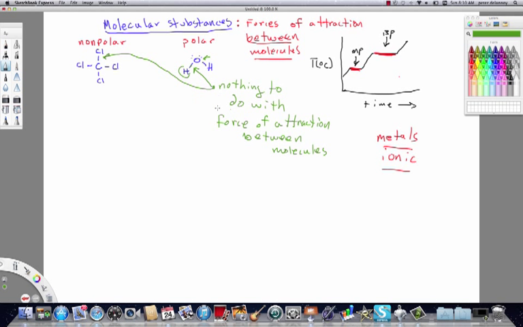All right, now this is not to say that these bonds, the carbon chloride bond and the hydrogen oxygen bond here, are not contributing to the polarity or the non-polarity of the molecule. It does have something to do with that, but it's really important for the viewer to understand that we're talking about forces of attraction between molecules. All right, so let's get to that.